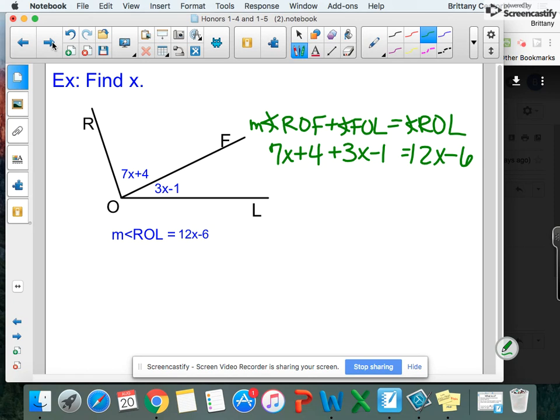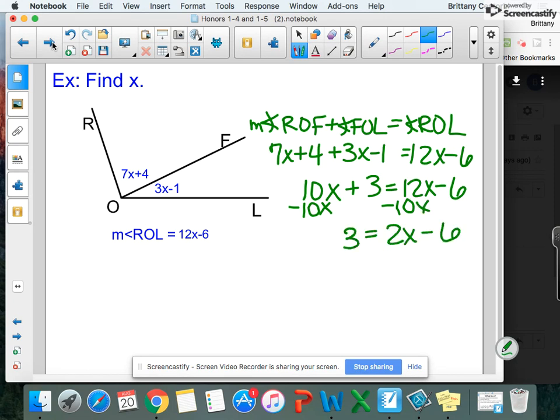Then we're going to combine like terms here. So we get 10x plus 3 equals 12x minus 6. We subtract the 10x over. We get 3 equals 2x minus 6. Add 6 to both sides. We get 9 equals 2x. And if we divide by 2, we get 9 halves or 4.5 as our final answer for x.